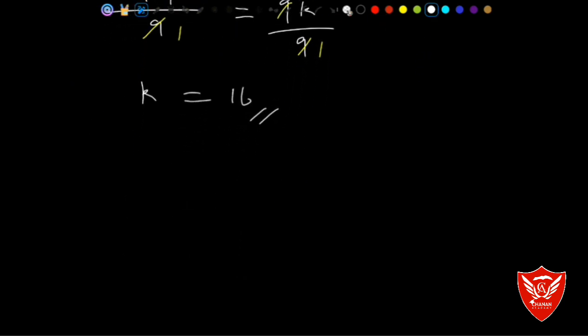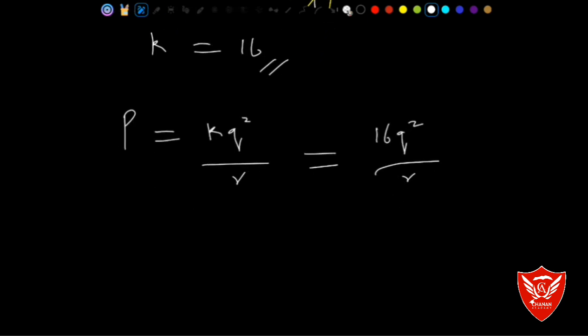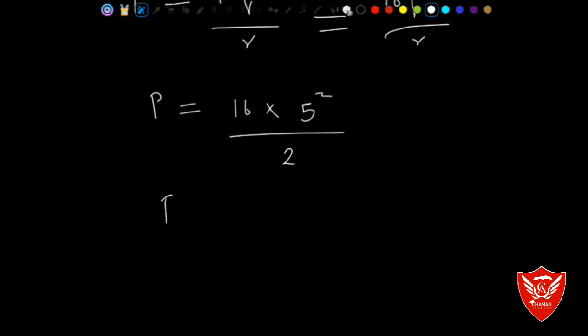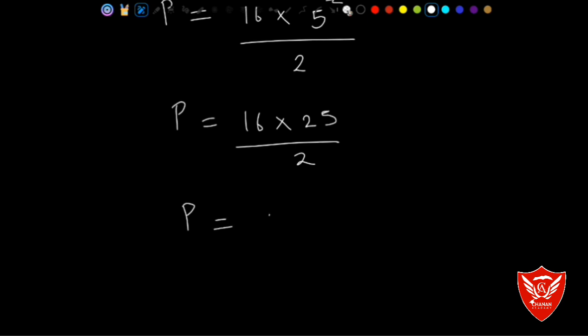So it's time for us to solve for p2. Remember, the relationship still remains p equals kq square all over r. Now that we have k equal to 16, we can say p equals 16q square all over r. We are asked to look for p. So p equals 16 multiplied by our q2, which is 5, so 5 square, all over our r2, which is 2. Now p equals 16 multiplied by 25 all over 2. Then p equals 16 multiplied by 25, which is 400, over 2. And this gives us 200. So our p is 200.